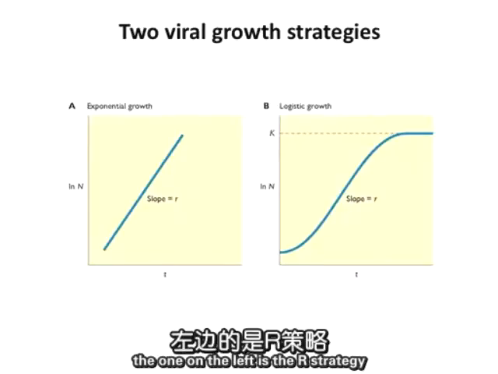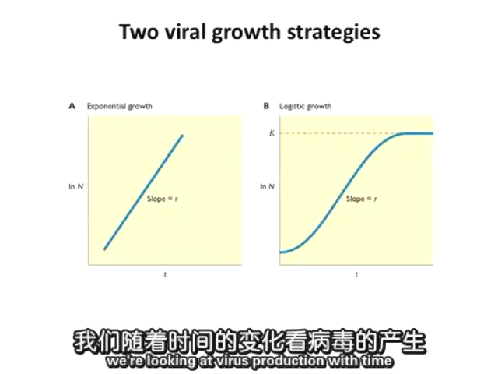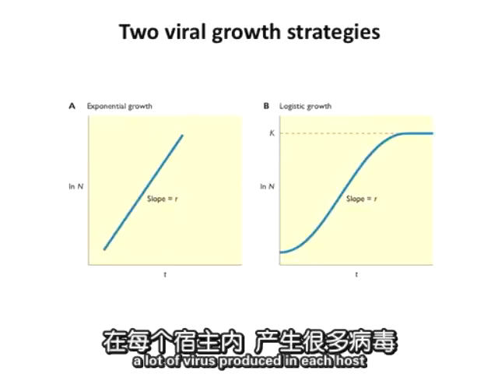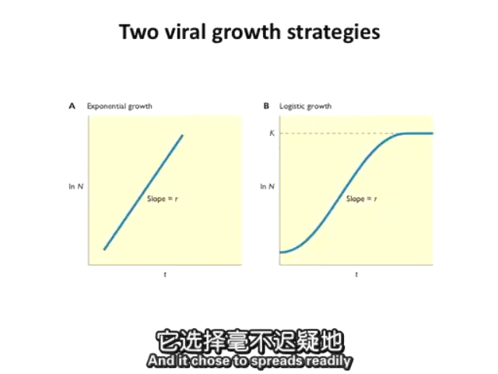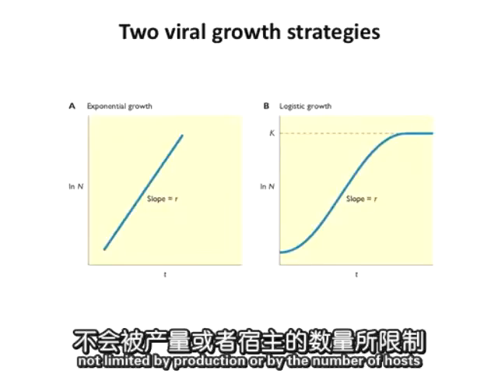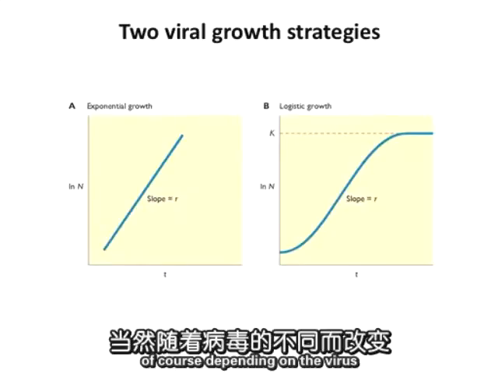The one on the left is the R strategy, and this is a case of exponential virus growth. We're looking at virus production with time. And this is the case where the virus has plenty of hosts to infect. A lot of virus is produced in each host, and it spreads readily from one host to the next. So the replication can continue indefinitely as long as there are hosts present. It's not limited by production or by the number of hosts. The slope of this can vary, of course, depending on the virus, but it's a straight line.